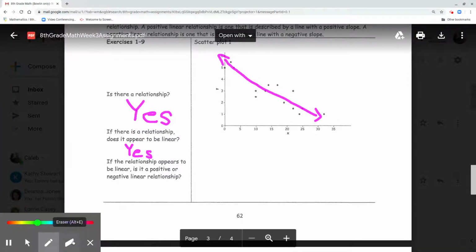All right, let's go ahead and take a look at our third question here. It says, if the relationship appears to be linear, is it a positive or negative linear relationship? So on this one, everything's trending down, like in a negative sloping direction. It's a decline from left to right. So I would say that this is negative.